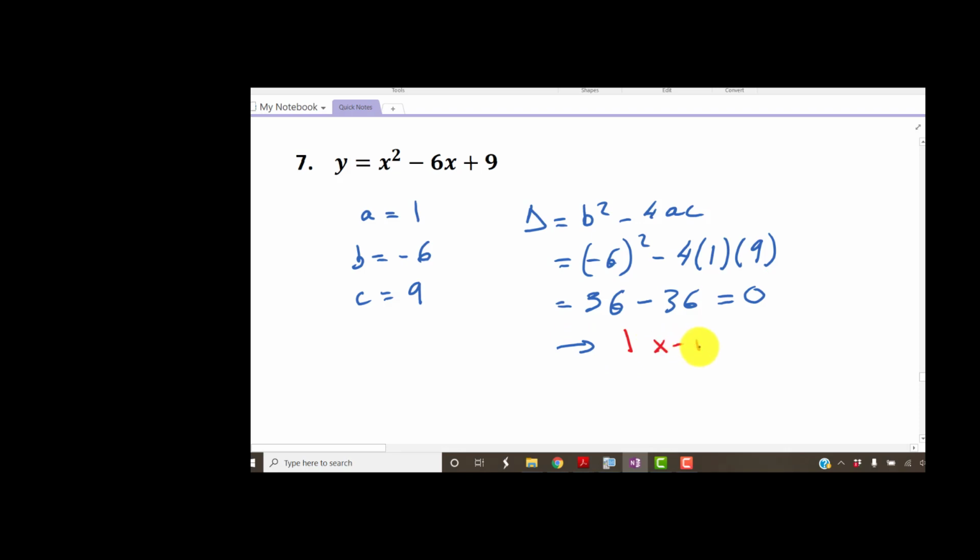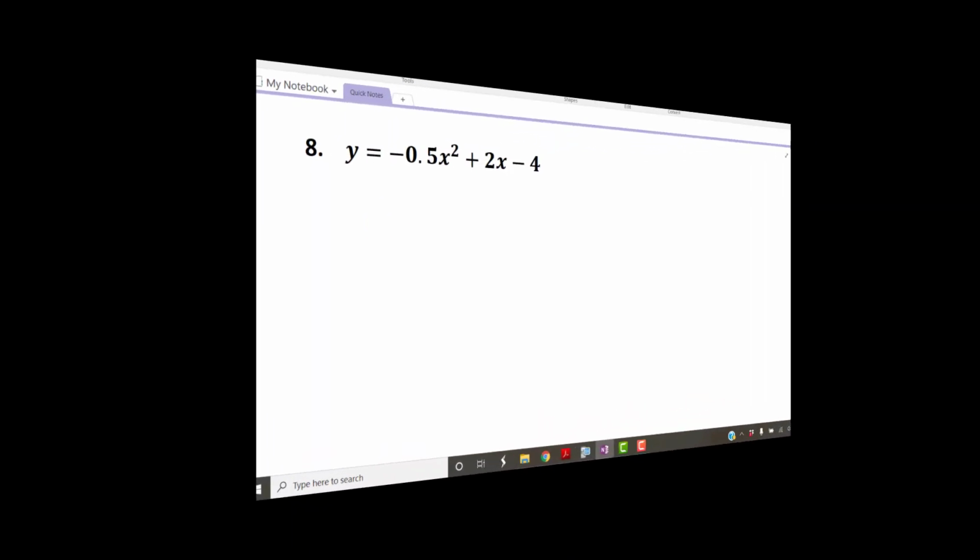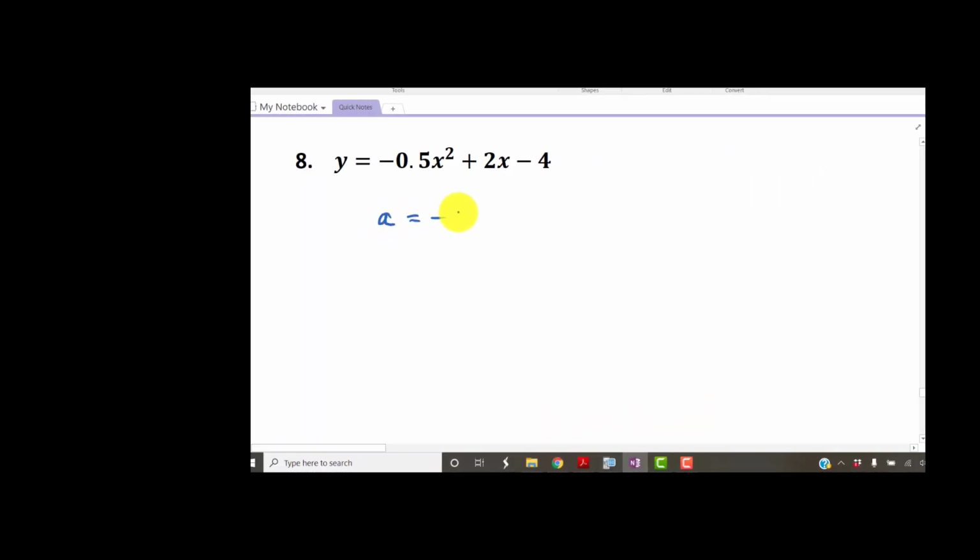One x-intercept, and that would be your vertex, right? Okay, let's move on to the next example. Okay, here's the next example. So A is negative 0.5, B is 2, C is negative 4.